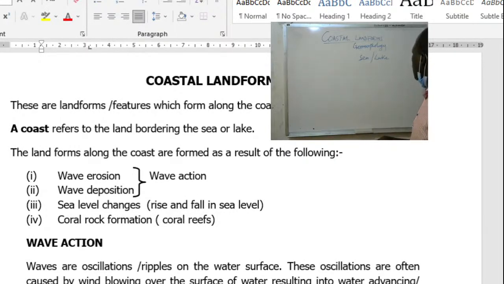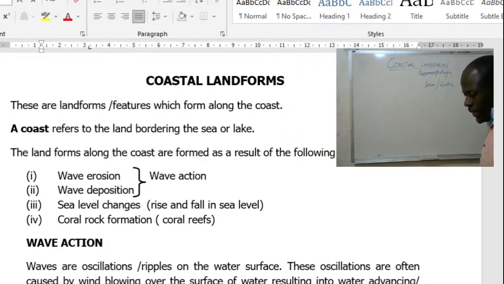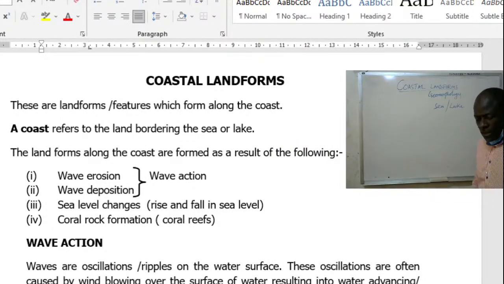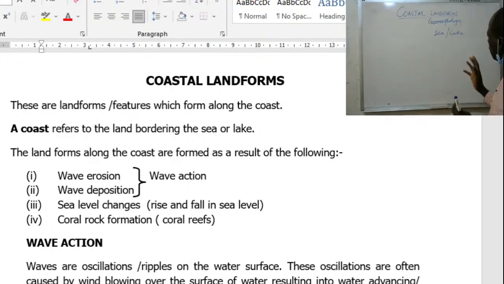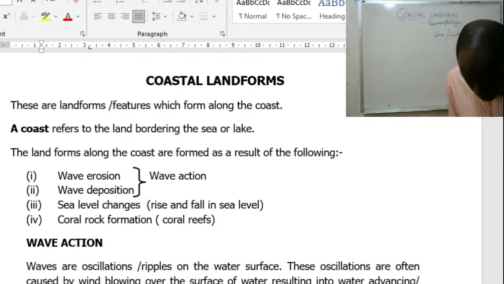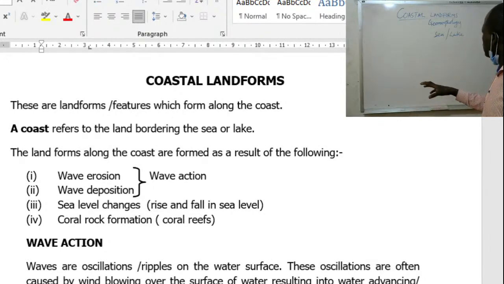And the word sea here is used to mean these extensive water bodies. You can also call them oceans. And then we also have the lakes, because the nature of the water surface of the sea and that of the lake is similar. Because in both, we have water which is still, water which is calm, water which is not moving. It only moves because of some forces that we are yet to see. So that area, that land that borders the sea or the lake, is what we are referring to as the coast. So the landforms that exist along that area are the ones that we refer to as coastal landforms.